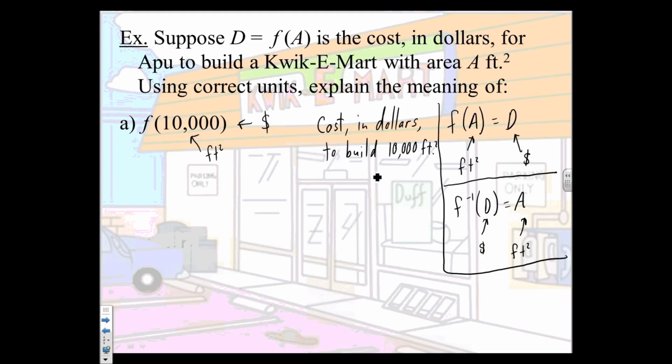And I mean, you can be more wordy than that. It's how much it will cost in dollars to build a Kwik-E-Mart that has an area of 10,000 square feet. Fine, whatever. You can be wordy about that. That's okay. But this gets across the idea.